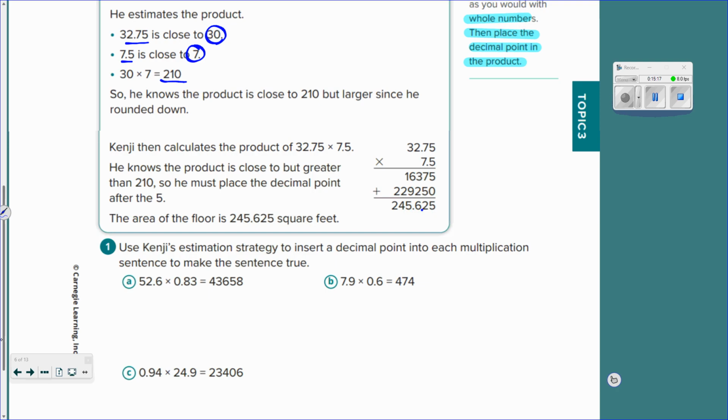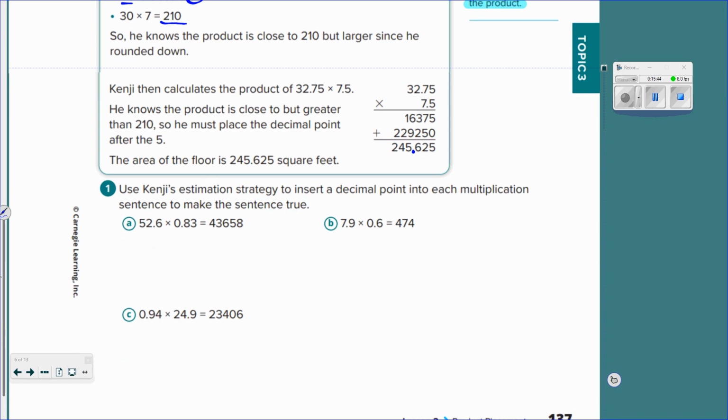is 2,456 close to 210? Well, knowing that I have the numbers correct, my estimate can help me place the decimal, because it's going to say the one that makes sense is 245. So it's 245,000 square feet. Does that make sense for everybody?